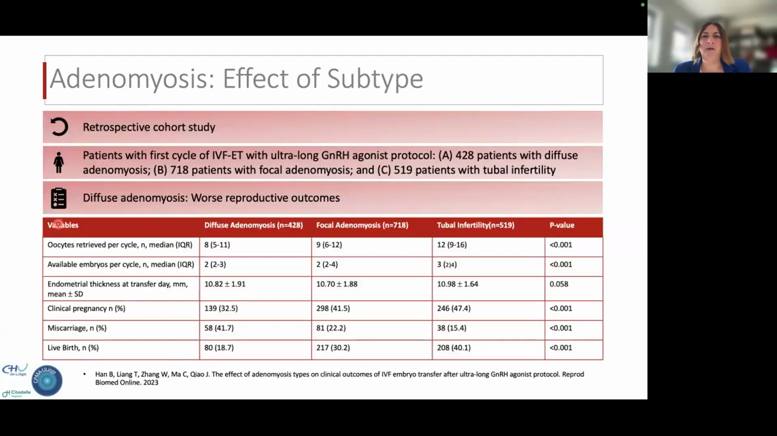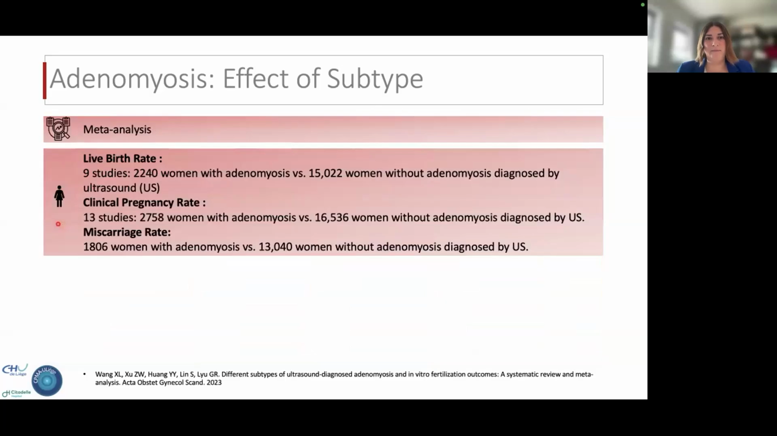And the importance of adenomyosis type is further emphasized here in the Han study published in 2023. This research examined the effects of different types of adenomyosis on IVF outcomes using the ultra-long GnRH agonist protocol. And the findings revealed that diffuse adenomyosis was associated with significantly lower clinical pregnancy and live birth rates, as well as a higher risk of miscarriage compared to focal adenomyosis or tubal infertility.